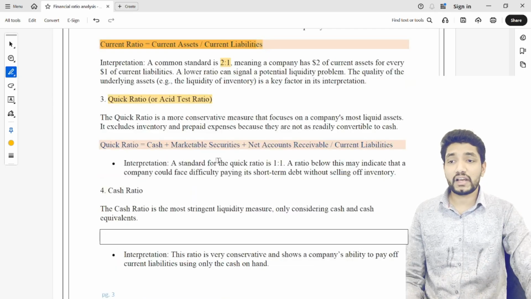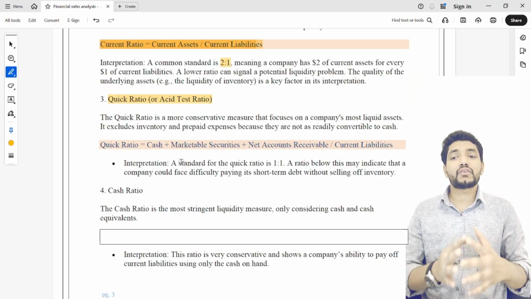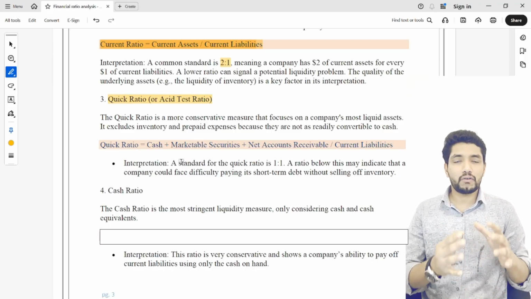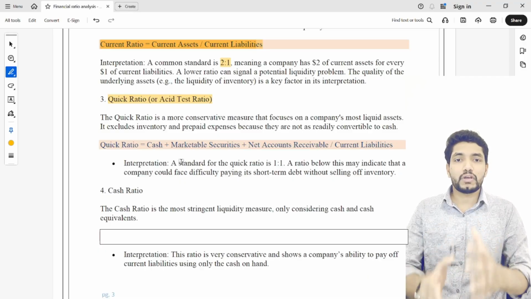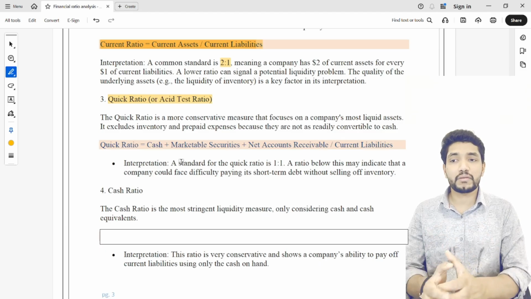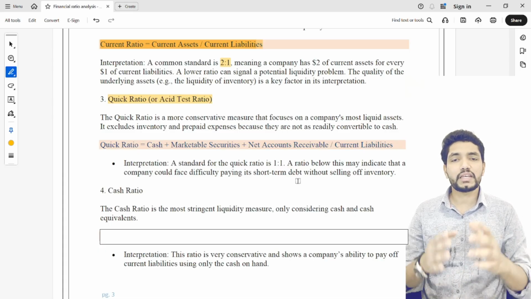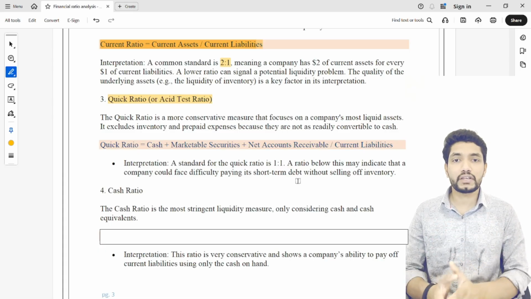1:1 is considered the standard level, but again it will vary from company to company or industry to industry. So if you compare the quick ratio with the industry benchmark, you will get a better idea about the true liquidity position.